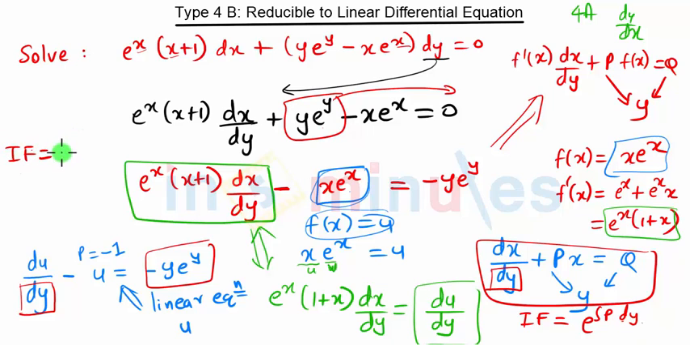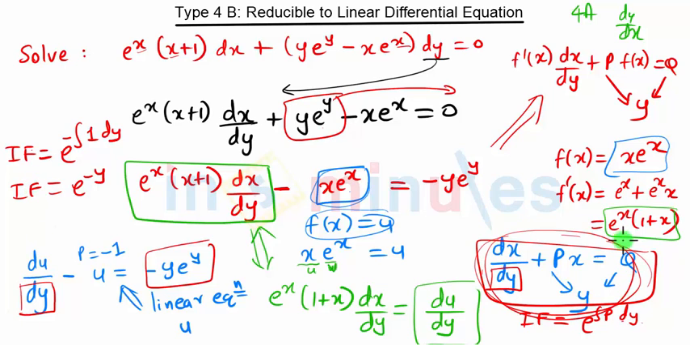Our p is -1, so integration of -1 dy. So what is integration of -1? Integration of -1 is nothing but -y. So e raised to -y, and this is our integrating factor.